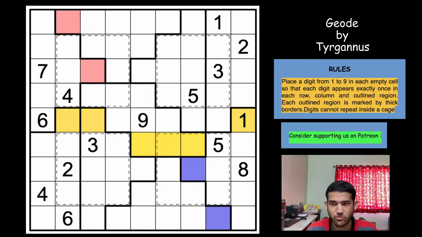So which means that 1 must be in these 3 cells. Okay, so where does the 5 go inside this region? It can't be in column 8, it cannot be in row 4. So there are only 2 cells left for the 5. So 5 goes in these 2 cells.